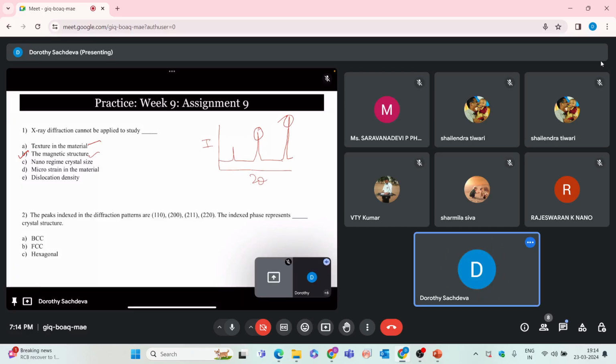The next question says the peaks indexed in the diffraction pattern are 110, 200, 211, 220. The indexed phase represents dash crystal structure. Anyone? Will this be BCC, FCC or hexagonal? The sum of all these are even. This is having a sum of 2, this is also 2, this is 4 and this is 4. So this condition was valid for your BCC system. So the correct answer will be option A.